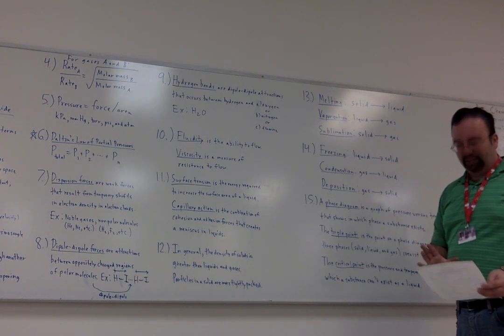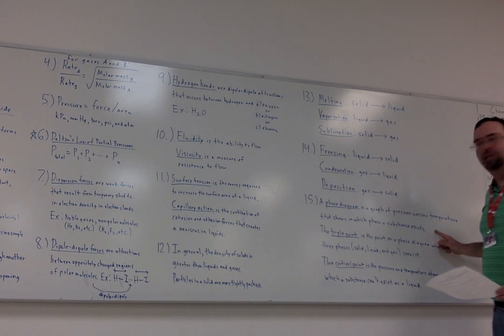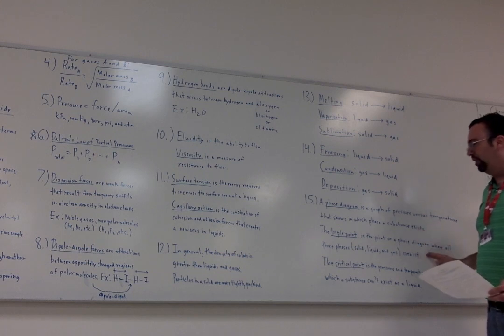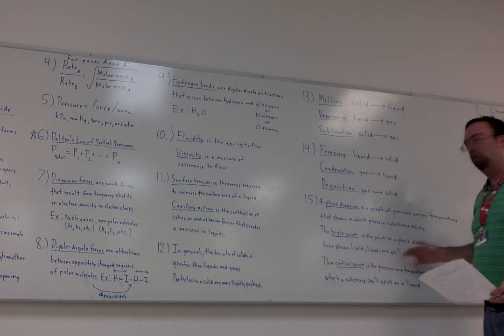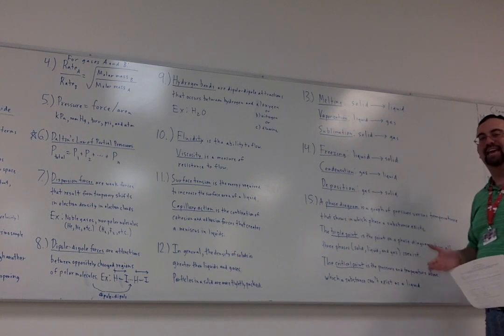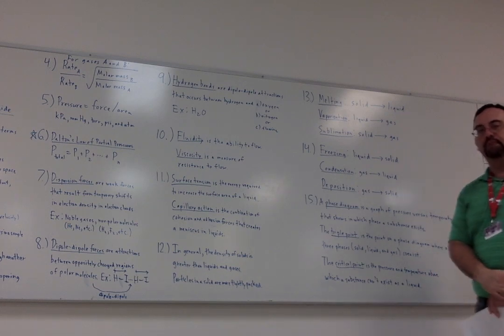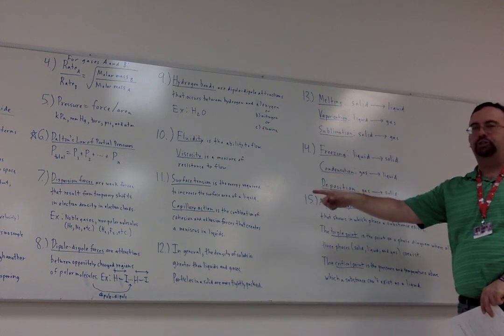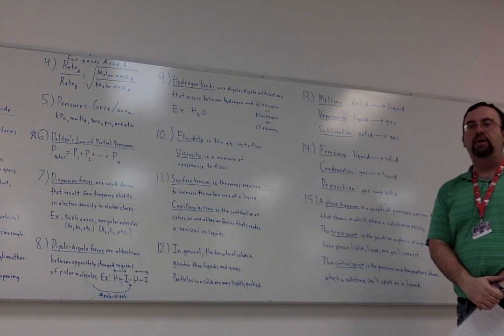All right. Finally, a phase diagram is a graph of pressure versus temperature that shows in which phase a substance exists. The triple point is the point on a phase diagram where all 3 phases, solid, liquid, and gas, coexist. And the critical point is the pressure and temperature above which a substance can't exist as a liquid. And so if you keep these things in mind and you understand how to do the Dalton's law of partial pressures problem and how to interpret a phase diagram, then you should be well set then for the test tomorrow.